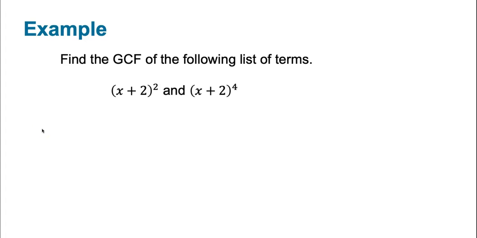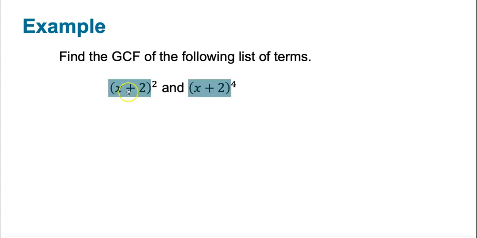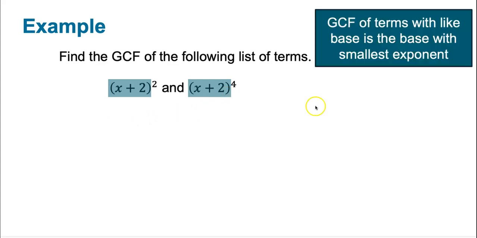Let's do another example. In this case, we have 2 terms we're trying to find the GCF of. We see we have these exponents. What's the base of the exponent? Because there's parentheses, that extends the reach of the exponent to everything in the parentheses. So the base for this first term is x plus 2. The base for the second term is x plus 2 as well. Remember, the GCF of terms with like base is the base with the smallest exponent. So what's the GCF of these 2 terms? Well, it's the like base, which is x plus 2.